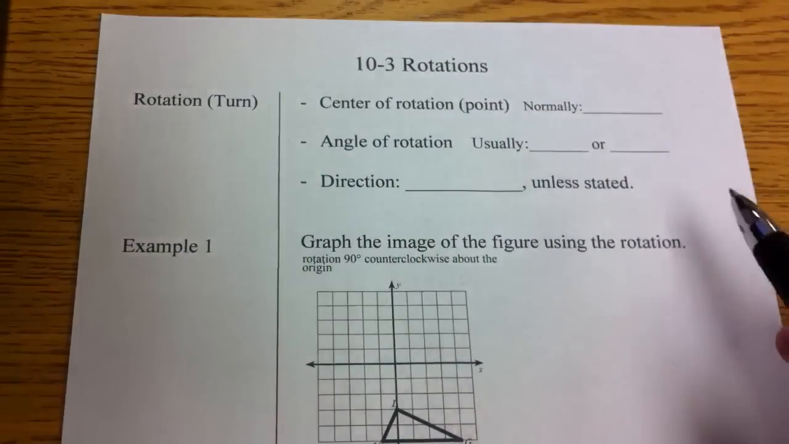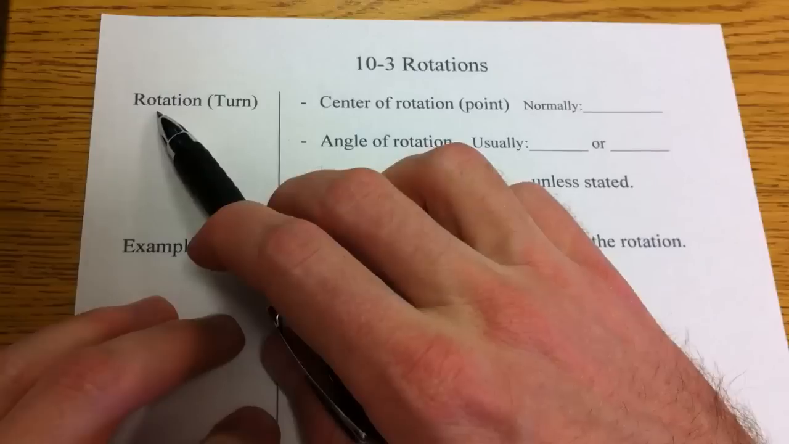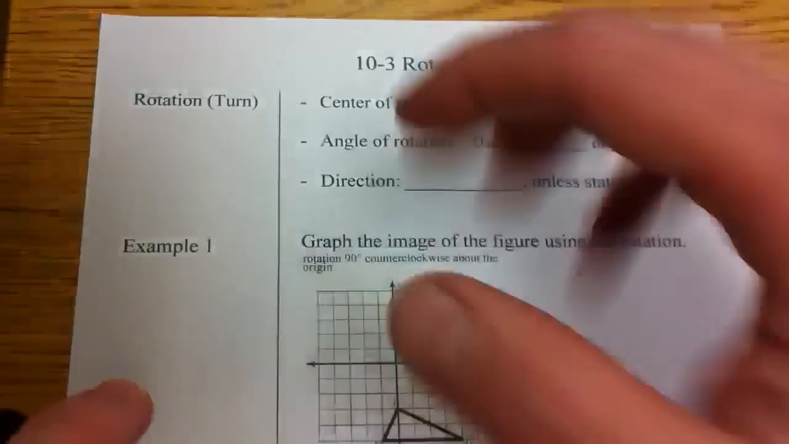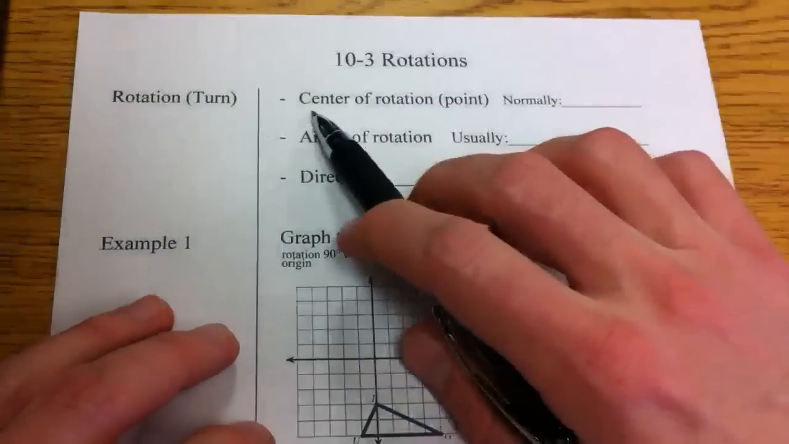You might want to pause this video again, get these sentences written down, and fill in the blanks when I go through them. We're going to talk about rotations today. The word you know for a rotation is a turn. So I'm going to literally turn something as it goes around a graph. Okay? A couple things we need to know.